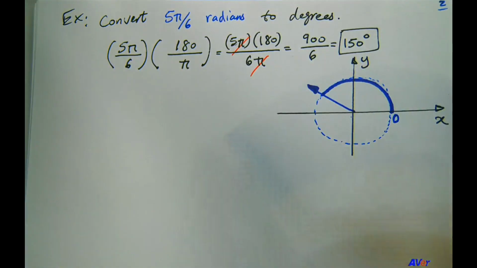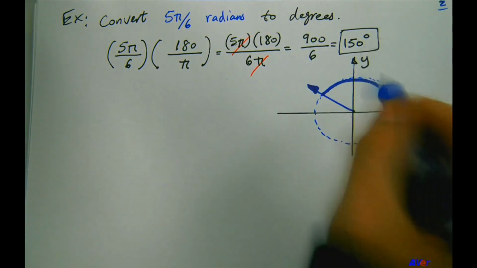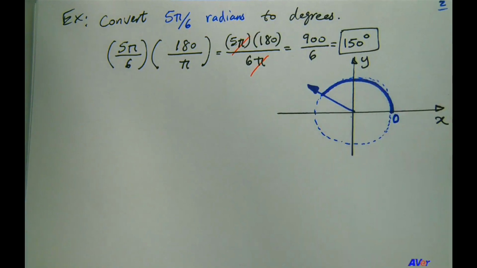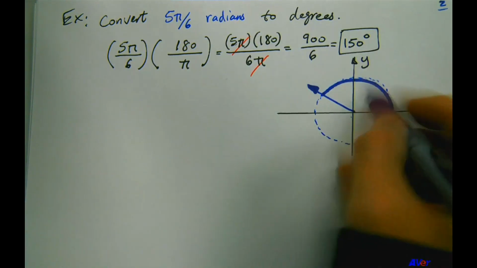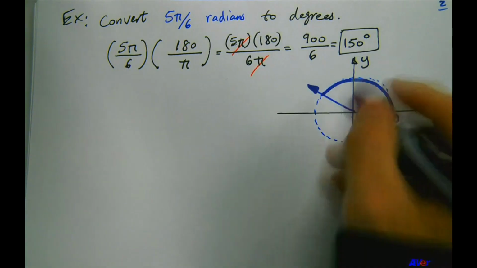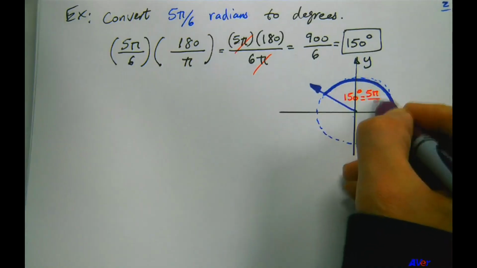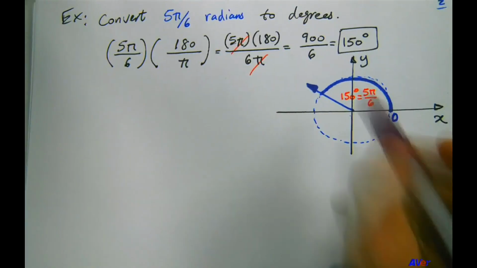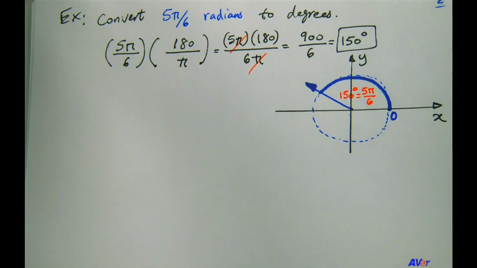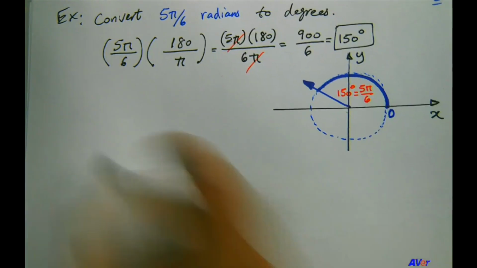So the solid thick arc that you see represents the angle 150 degrees. And we can just say that's 150 degrees, or otherwise 5 pi over 6, right? This is in degrees, that's in radians. Okay, so now let's do a couple of examples going from degrees to radians. We'd like to know how to do that as well.